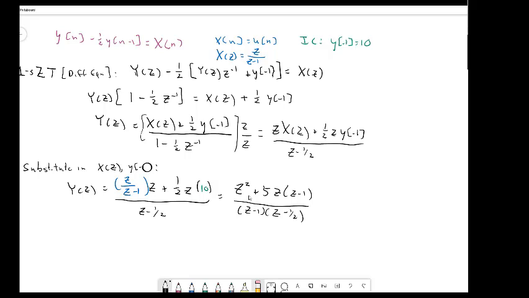So just manipulating things algebraically or simplifying, this is a 6z squared minus 5z in the numerator, and in the denominator, we can keep our two terms still separate if we like. And we have the z transform of the output. The rest is just partial fractions to get us back to the time domain.